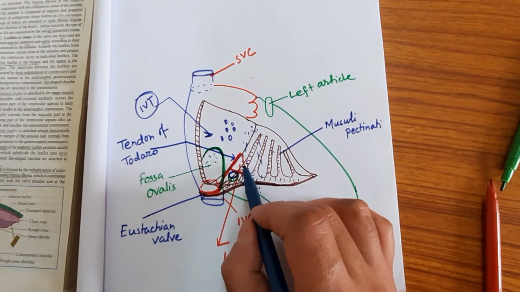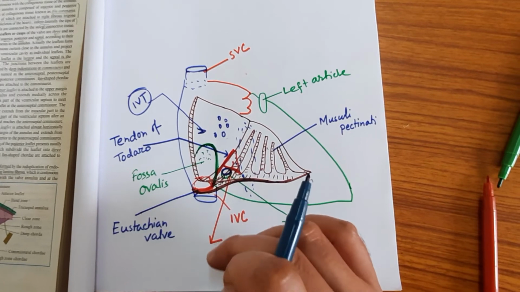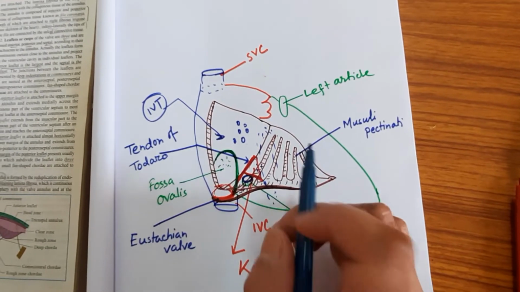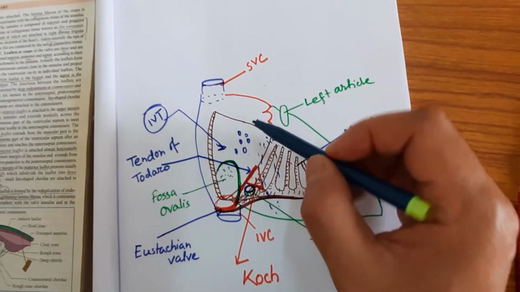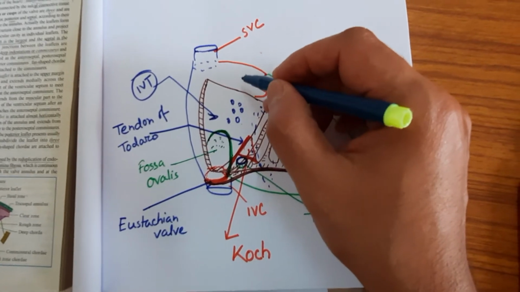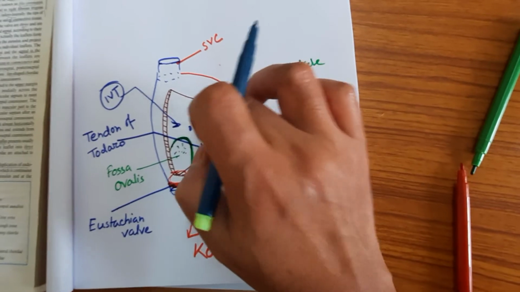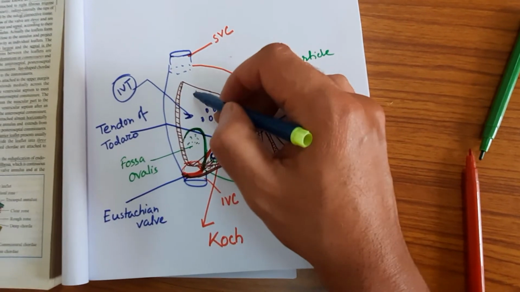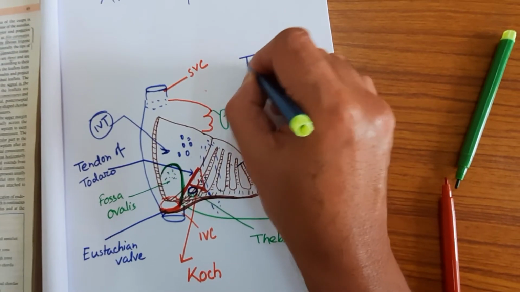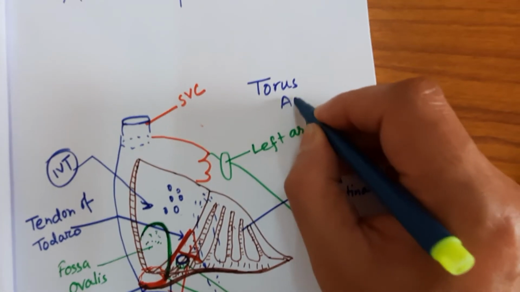What else is important? One thing you have to mention, torus aorticus. What is this actually? The right posterior aortic sinus, the non-coronary sinus that arises from the ascending aorta. I have not drawn it here. From the ascending aorta, they give one elevation in the anterior superior part of the septum in this area. This is known as the torus aorticus.